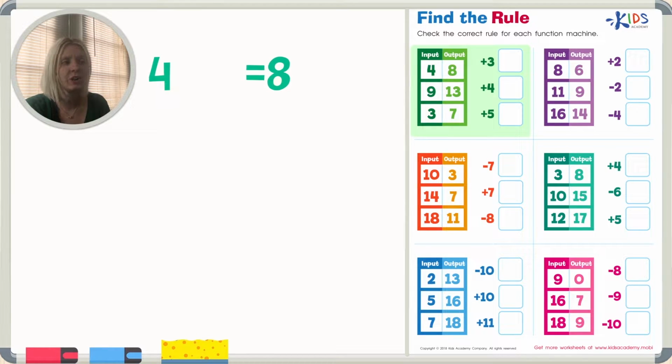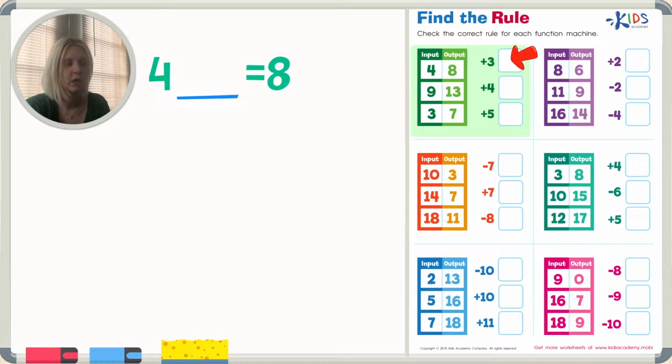But what I need to figure out here is the rule that makes sense. What do we need for 4 to become 8? We have to find that rule. And we have a few options. We've got +3, +4, or +5. And you might already know the answer to this, but let's go through and see what makes sense.